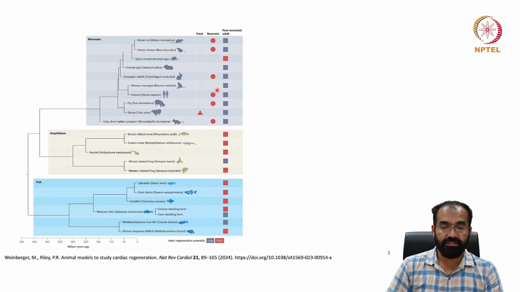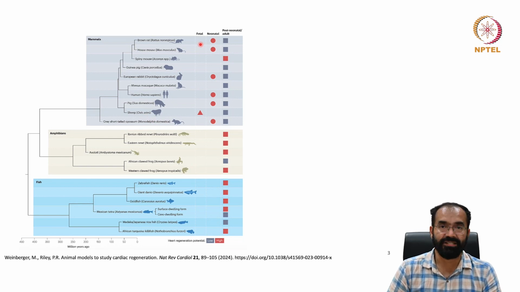In mammals, you can see the fetal study was done in sheep. That doesn't mean that other fetal data is missing, it means that it has not been explored. And when it comes to neonatal, you can see in rat, neonatal heart regeneration is excellent because it is red in color, and in Mus musculus it is high, in rabbit it is high, and in human it is high.